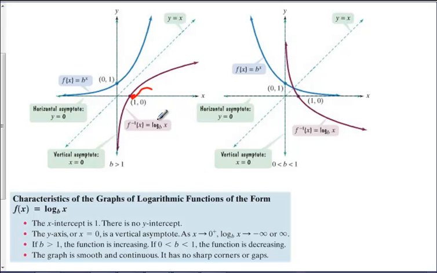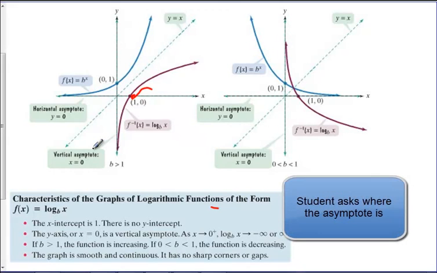And for the exponential, we had our asymptote at y equals 0. Well, because we're having to swap x's and y's, these are inverses. Now we're going to have an asymptote at x equals 0. So we're really just taking everything that we did for the exponentials and swapping x and y. Going right like this.